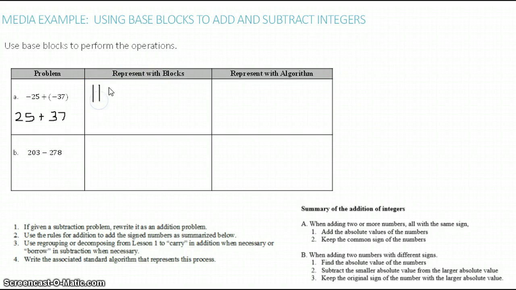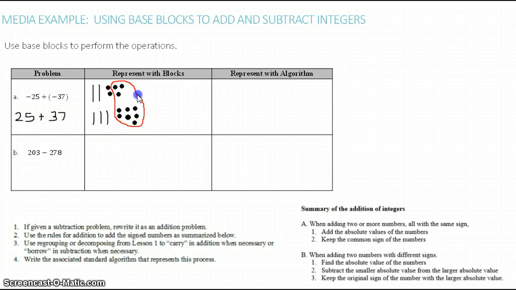So we have 25, I'm going to use dots for the units, 1, 2, 3, 4, 5, and 37. 1, 2, 3, 4, 5, 6, 7. Now if we want to combine these amounts, we have 5 rods and 12 units. But we know that we can regroup. This is 7, so I'm going to take 3 from up here.